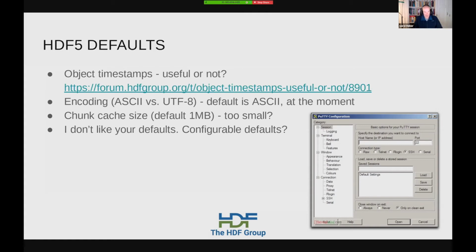And then more generally, people are perfectly entitled to say, I don't like your defaults, meaning the HDF Group's defaults. Can't we make them configurable in some form? And we heard today, for example, when we talked about pluggable VFDs, that with some of these environment variables, you can overwrite the defaults. Now, is that good enough, or do we want to take that a step further and think about configurable defaults, not just for certain corner cases, but at a more cross-cutting level?